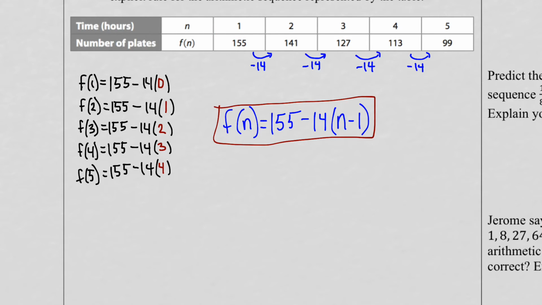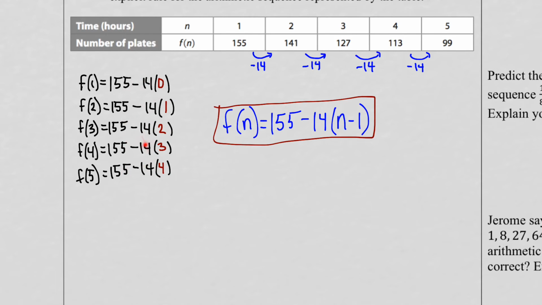I started with f of 1 equals 155. Since I know it's going down by 14, I put minus 14. But since in the first one you're not actually subtracting anything, I multiplied it times 0. f of 2 equals 155 minus 14 once again, but this time you are taking it away, so it's minus 14 times 1. In the next one you're decreasing by 14 and then another 14, so there's 2 of them. And then this one 3, and in this one 4.